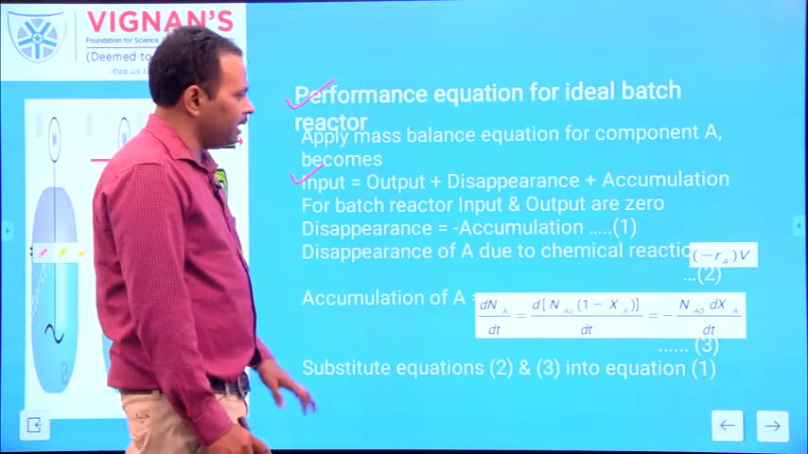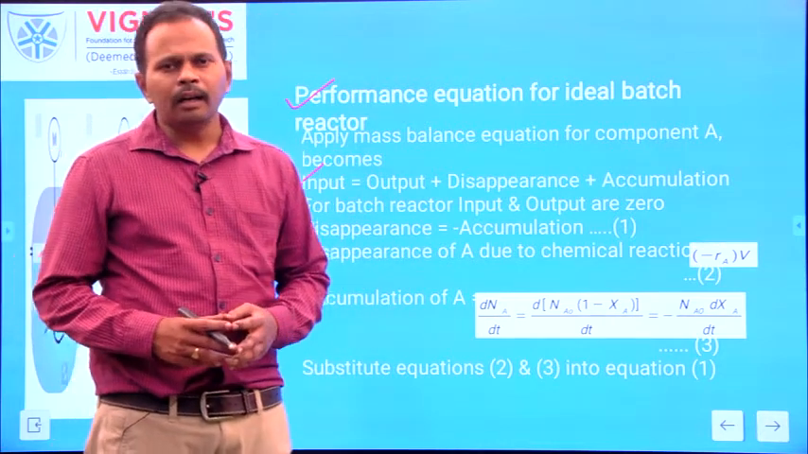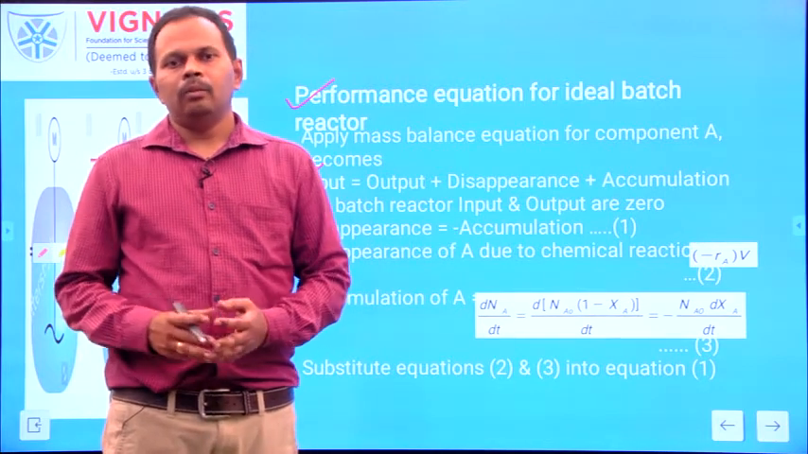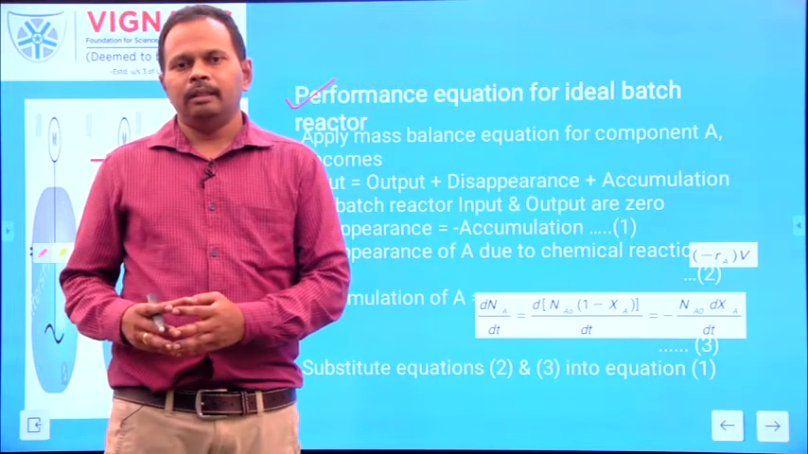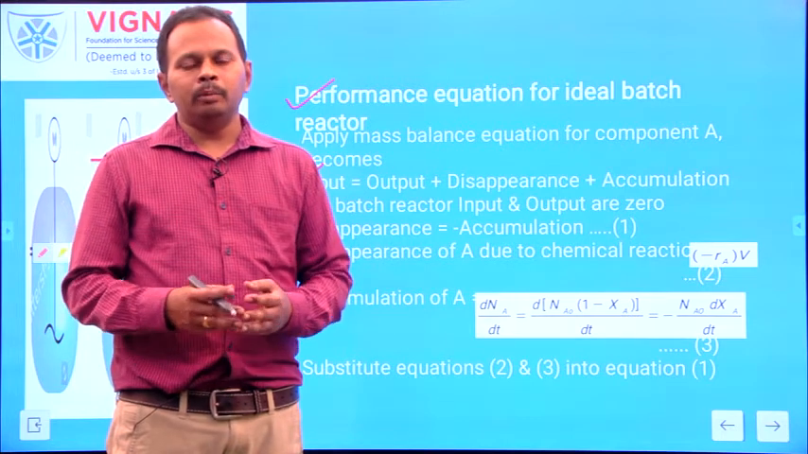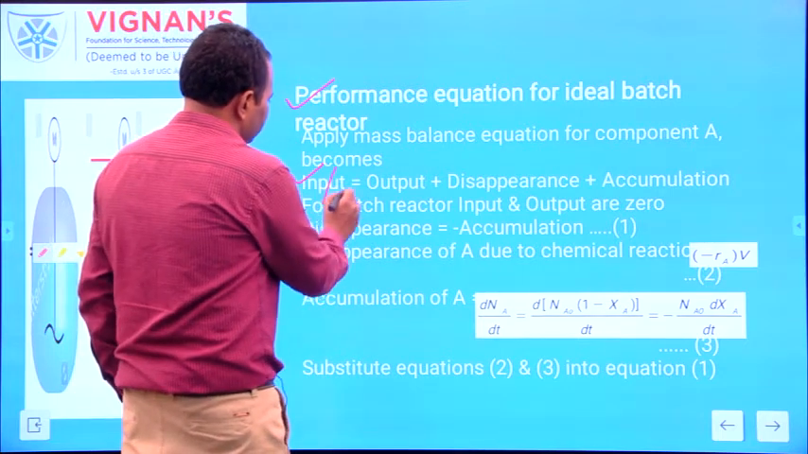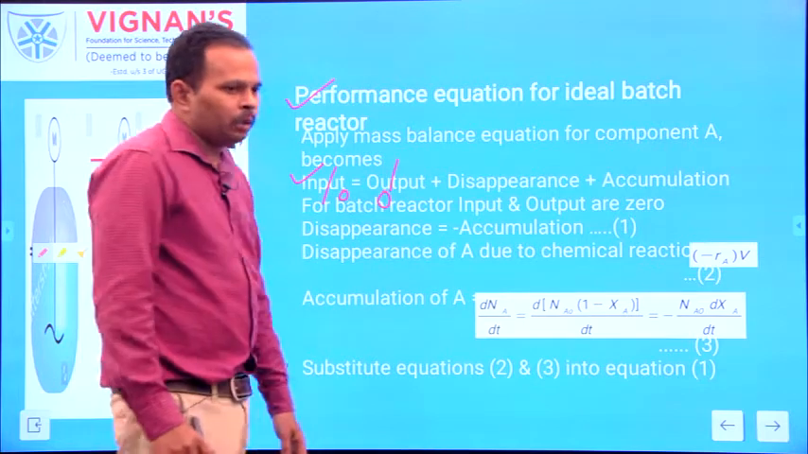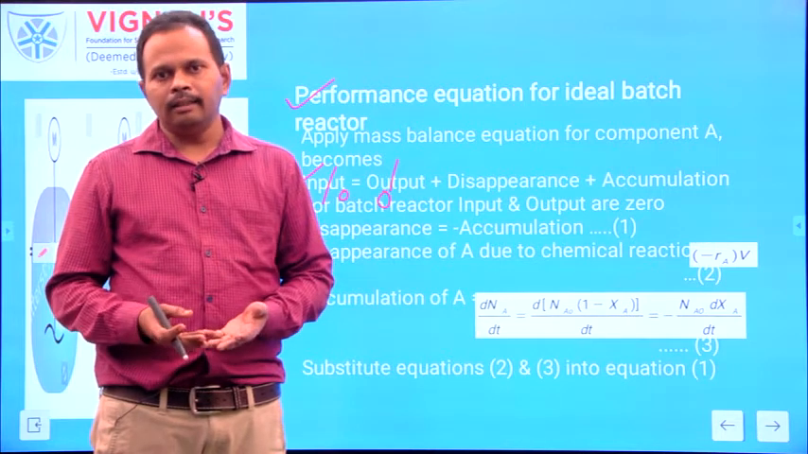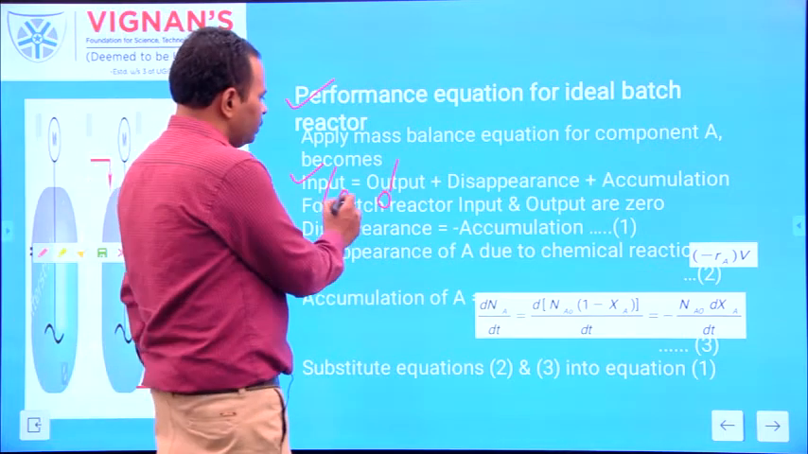So what are the characteristics of the batch reactor? Generally the batch reactor is a closed vessel, and before the start of the reaction we send all the reactants at a time into the reactor. Once the reaction completes, only then do we remove the products. So during the reaction we don't add any reactants and we don't remove any products from the reactor. So during the reaction the input is 0 and the output is 0. Why? Because during the reaction we are not adding any reactants to the reactor, and also not removing any products from the reactor. So for the batch reactor input and output are 0.